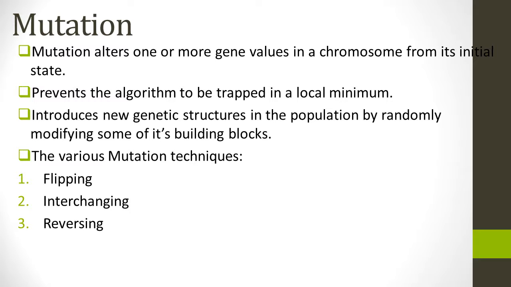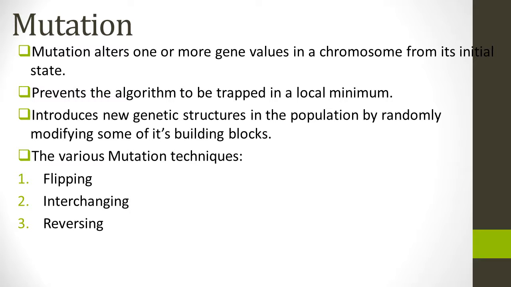Mutation. Mutation alters one or more gene values in a chromosome from its initial state. Mutation is a unary operator that requires only one parent to generate an offspring. A mutation operator typically selects a random position of a random chromosome and replaces the corresponding gene or bit by other information.